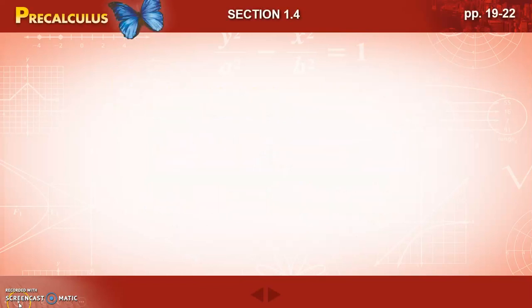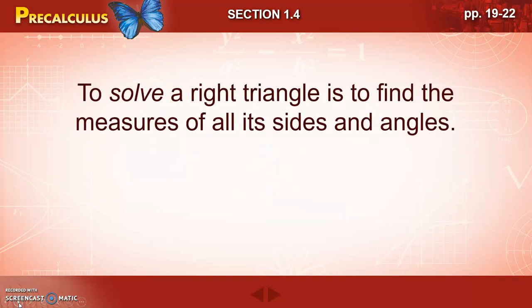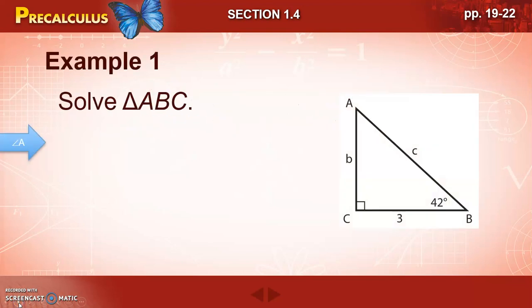Now this lesson is going to be quick and easy, so it's a great lesson to make sure you understand all those trig ratios and can apply them. There are times you're going to be asked to solve a right triangle, and all that really means is find the measures of all the sides and all the angles. That means 3 sides, 3 angles, using the information that you've been given. That's all it means to solve a right triangle. So let's take a look at an example.